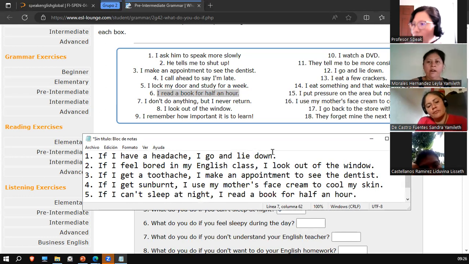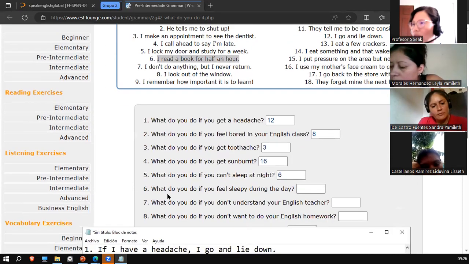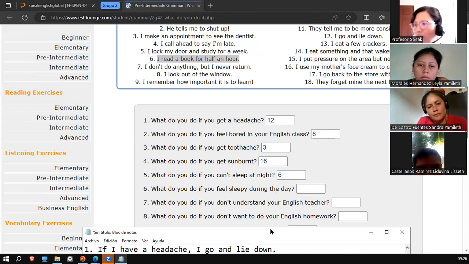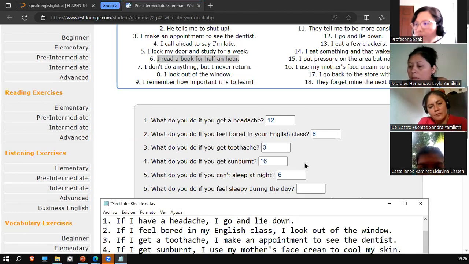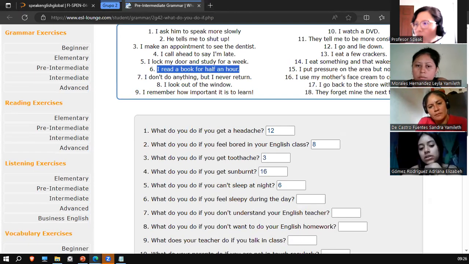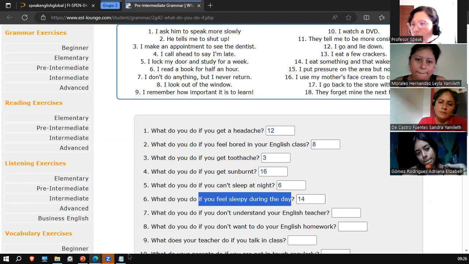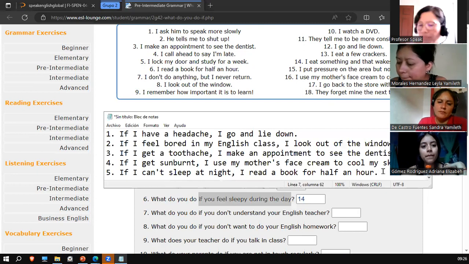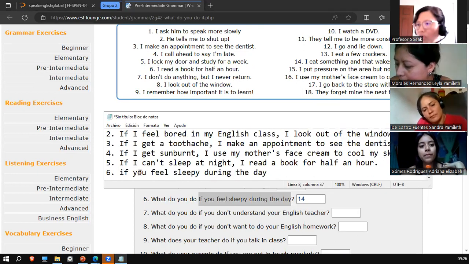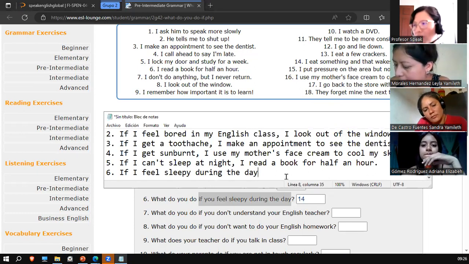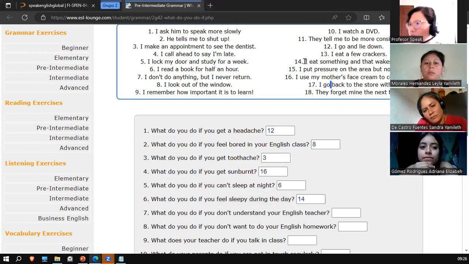Muy bien. What about number 6? What do you do if you feel sleepy during the day? 14. 14, dicen por ahí. I eat something that wakes me up, okay? So I'm going to take number 6 acá. If I feel sleepy during the day, ¿verdad? Vamos a tomarlo acá. If I feel sleepy during the day, comma, right, number 14, I eat something and that wakes me up.